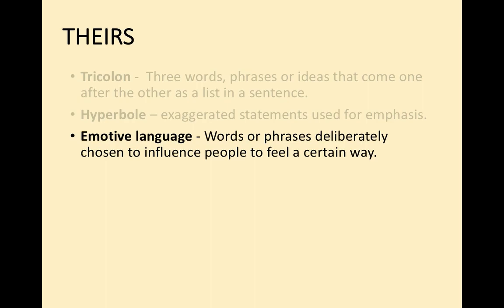Our third technique is emotive language. So emotive language, think of emotional when you think of emotive language. It's words or phrases deliberately chosen to influence people to feel a certain way. And that feeling can be a range of different feelings, but normally we try and make our readers feel kind of bad or feel sorry or sympathetic for the people or thing in our piece of writing. It is the most common way of using emotive language.